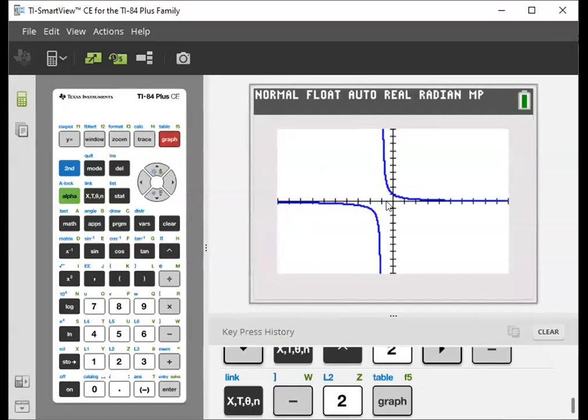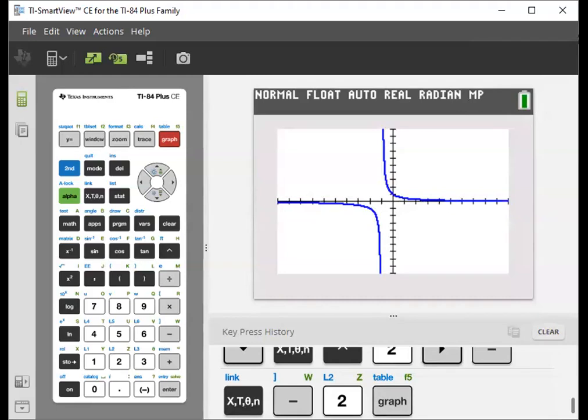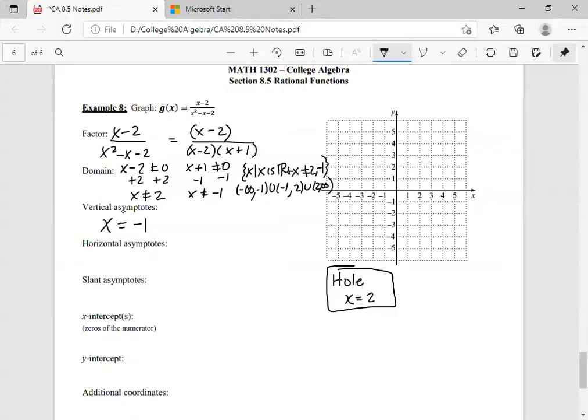It does look like I've got some kind of split in my graph right here at -1. And it might also have a horizontal asymptote going this way. So I'm keeping that in mind. I thought I had a vertical asymptote at x equals -1. I have verified that on my graph, so I'm going to go ahead and draw that.